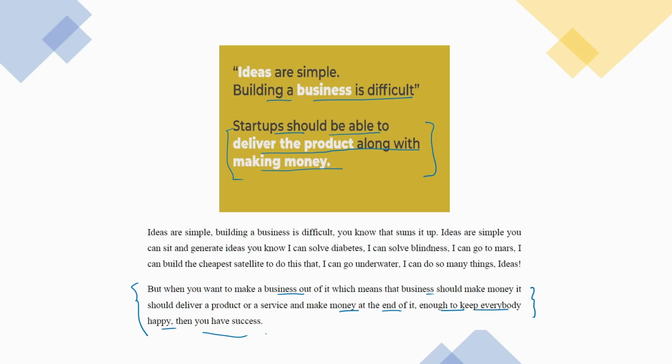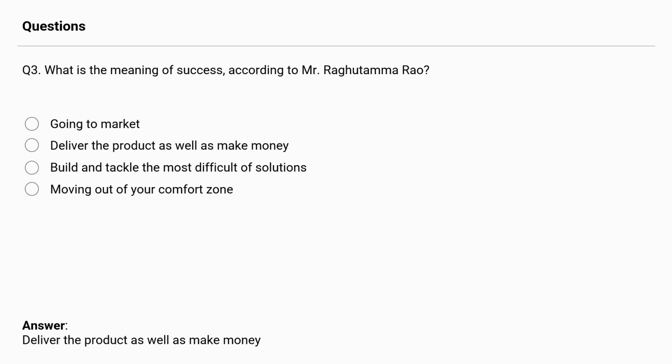You need to keep your employees happy as well. आपको उनकी salaries भी देनी है. आपको you have to buy new things as well. You have to improvise the technology of the product. So all these require a lot of money, right? So making money is equally important while at the same time delivering a product, right? So I hope you're getting the psychology of Mr. Rao, what he's trying to say. So most of you have opted very, very correctly. The correct answer for question number 3 is option B, which is deliver the product and make money. All right. Well done, guys.